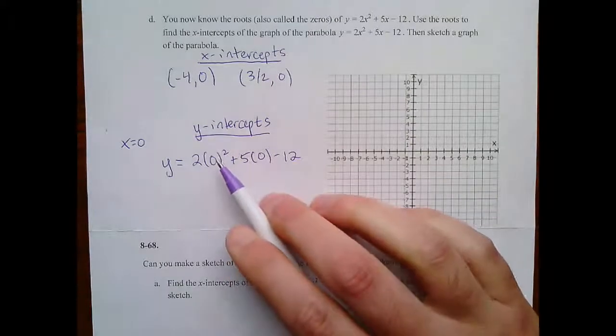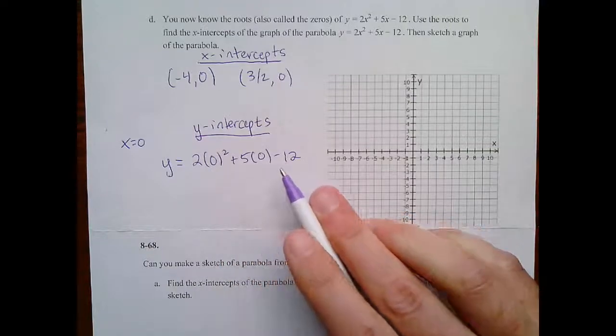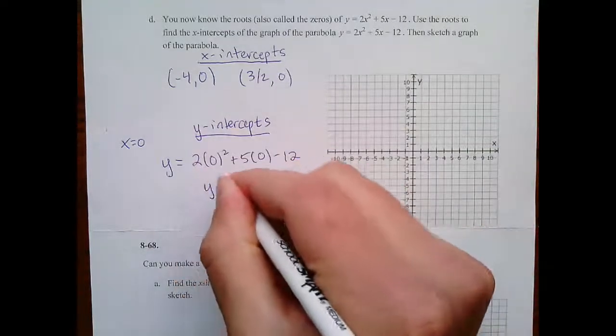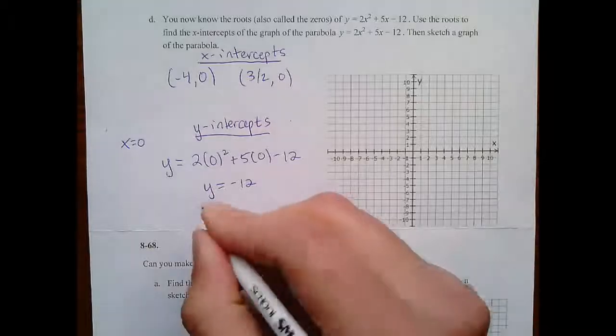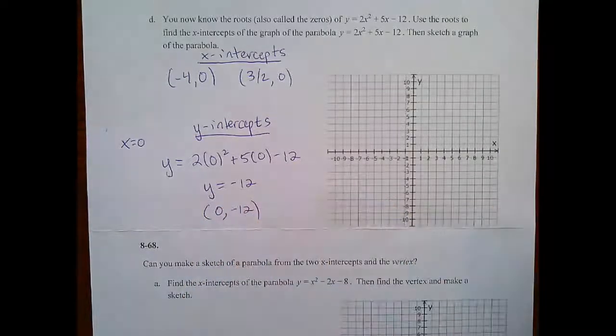Well, 0 squared times 2 is still 0. 5 times 0 is still 0. So 0 plus 0 minus 12 is negative 12. So how would you write that for a y-intercept? Well, x is 0. Y is negative 12.